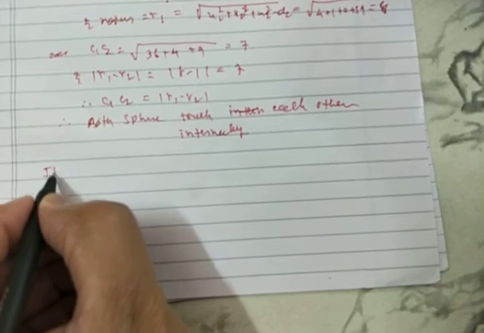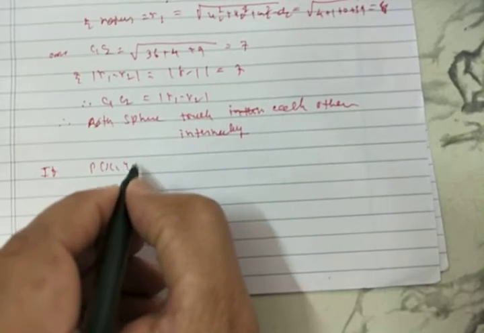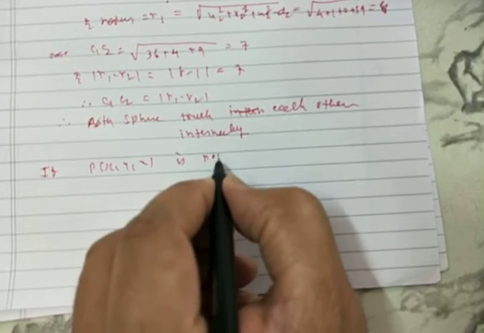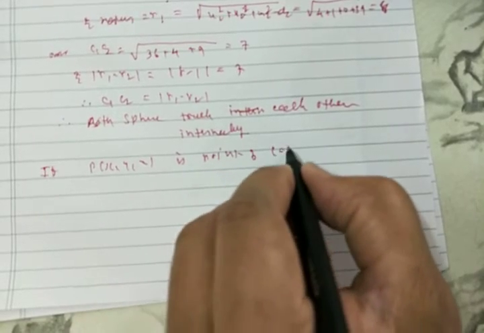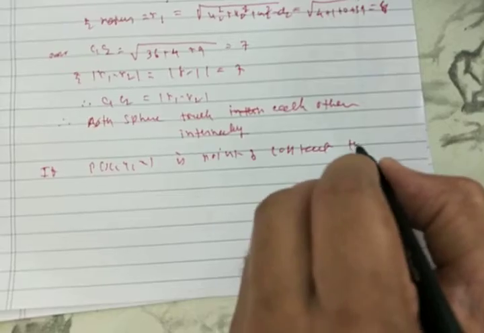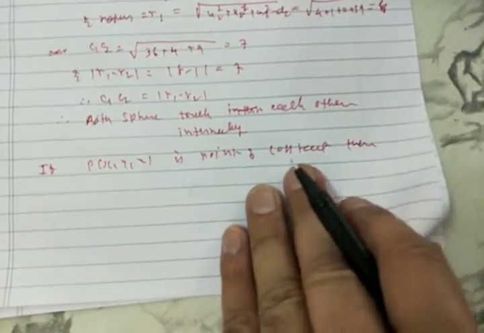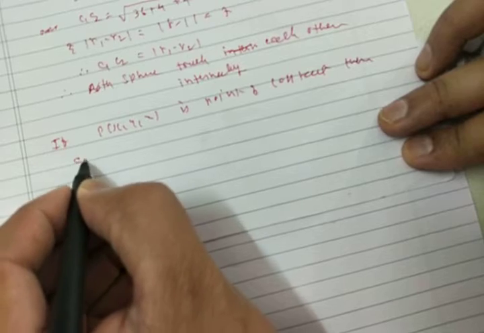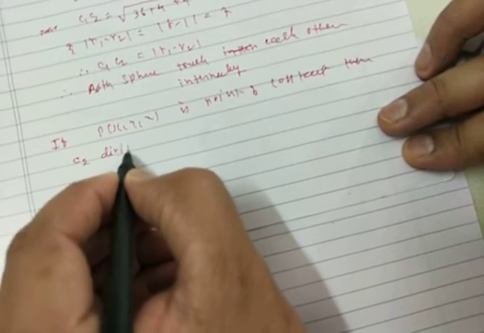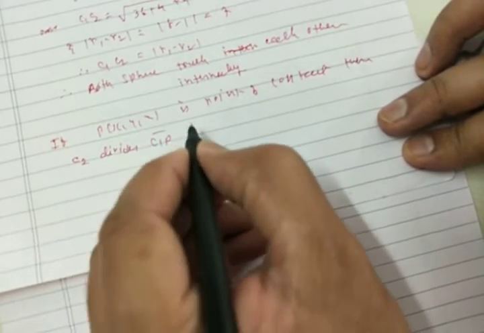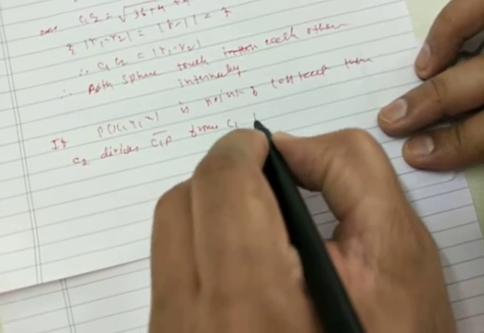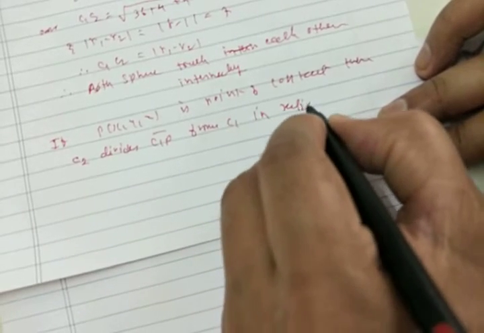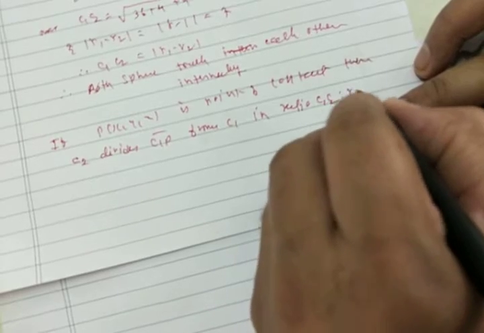If P(x, y, z) is the point of contact, then C2 divides C1P from C1 in ratio C1C2 is to R2.